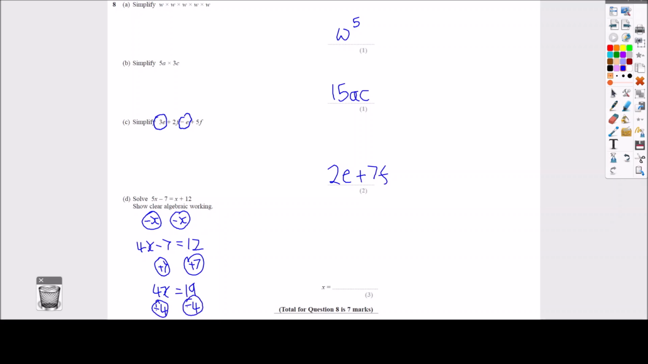Now it's perfectly satisfactory just to leave your number as an improper top-heavy fraction. 19 over 4 will give you full marks. If you like, you can go and convert that into a mixed number. So what would that be? That would be 4 4s is 16 and 3 bits left over, or if you like 4.75. But as I said, none of those are necessary. 19 over 4 will give you full marks.